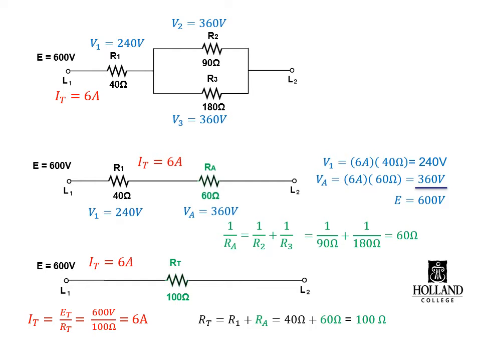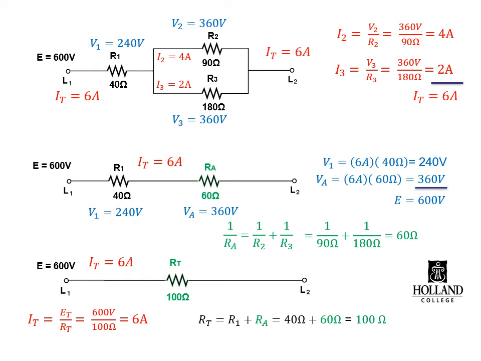But the current branches off into R2 and R3. Now that we have a resistance and a voltage for each, we can calculate the current for each, where R2 will get 4 amps and R3 will get 2 amps. We had 6 amps total coming in, so we should perform Kirchhoff's current law to see that 4 and 2 do add up to IT, which they do.